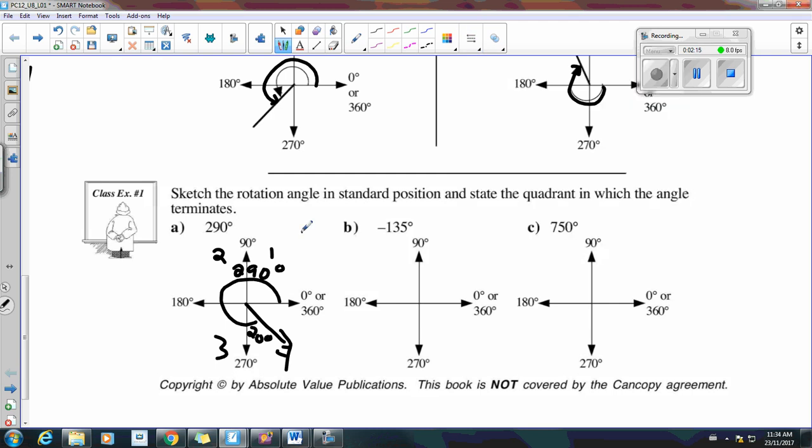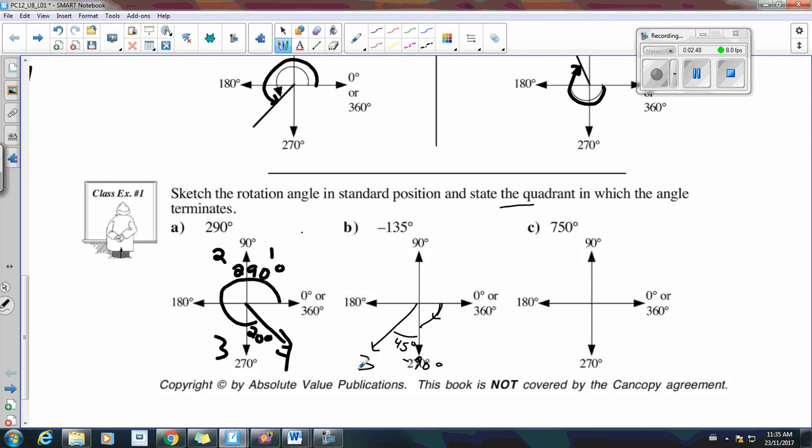So the next one here, negative 135. So now we're going to go this way. Well, to here would be negative 90. All the way to the next axis would be negative 180. So we're going to be somewhere in between there. Right, and if this is negative 90 degrees, to get to negative 135, this would have to be a 45 degree angle here. And what quadrant does it terminate in? Quadrant 3.